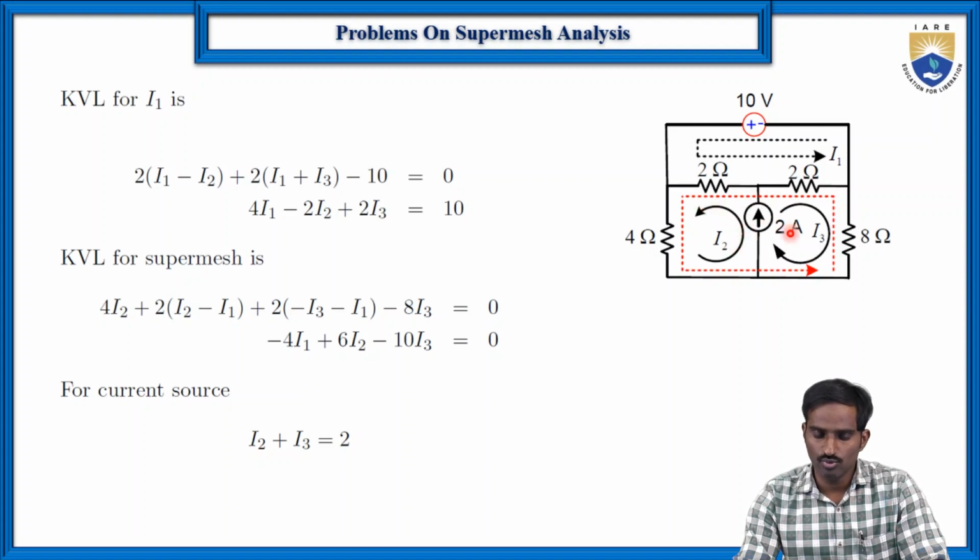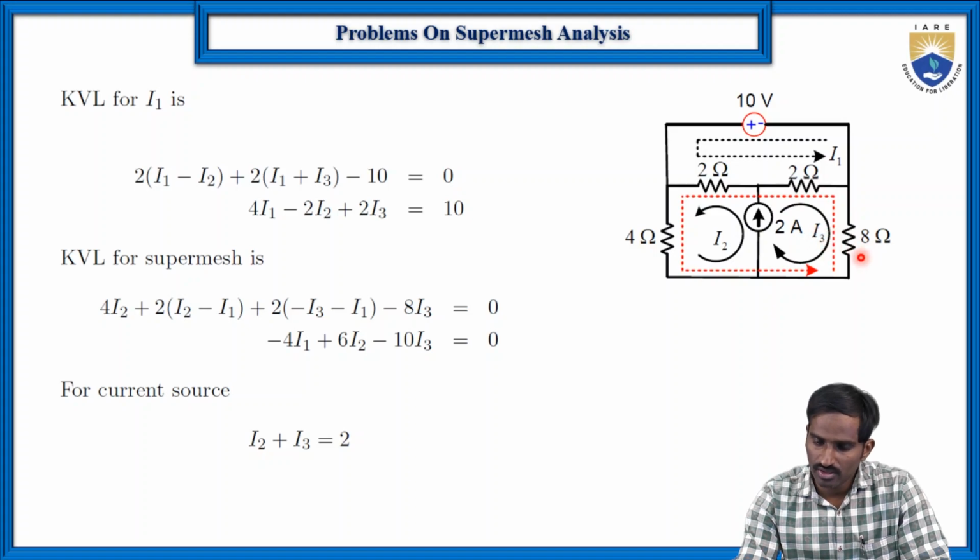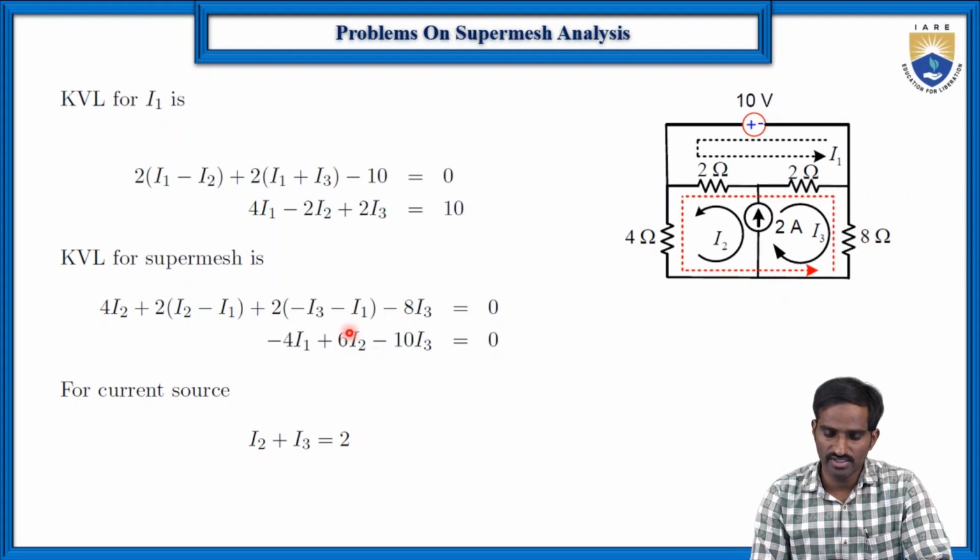Then coming to the super mesh, let us start here with 4 into I1, plus 2 into I2, 4 into I2 plus 2 into I2 minus I1, and again plus 2 into I2 minus I3 minus I1, and plus 8 into I3, is equal to 0. If you simplify this, you will finally get minus 4I1 plus 6I2 minus 10I3 is equal to 0.